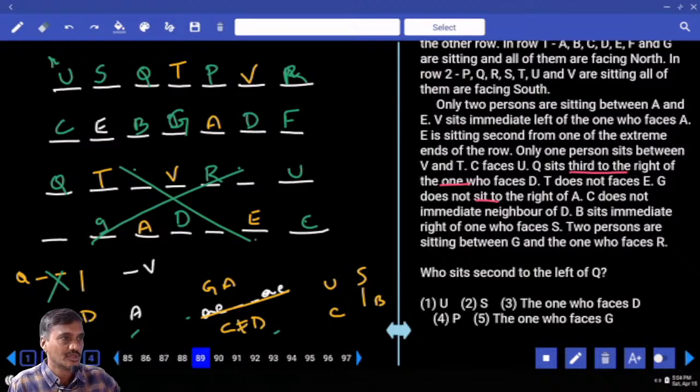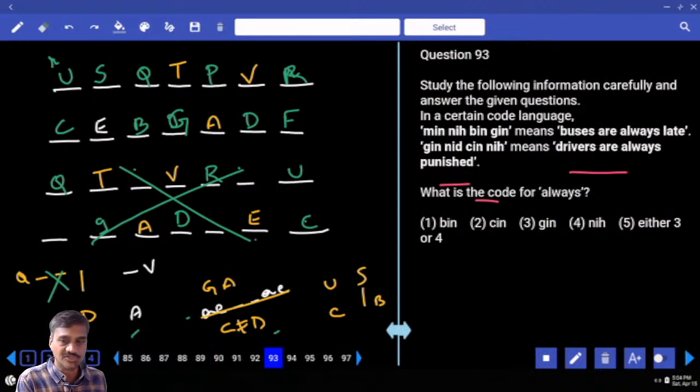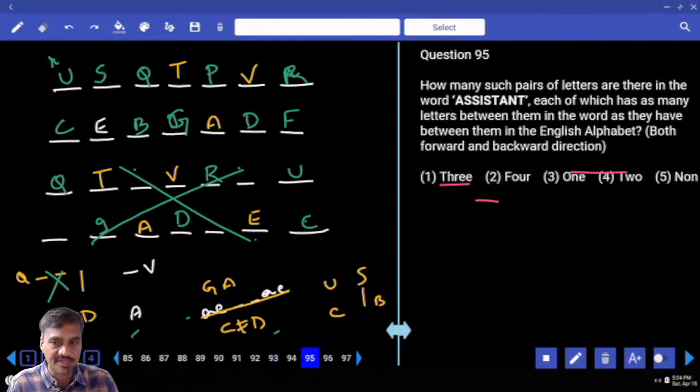Mas saripenda? 89 to 93, 92. Then 93 onwards. 93 to 96 chesara leda? 93 and 94 it is based on coding and decoding. Next one, 95. How many such pairs of letters? How many we have? Only two. Then coming to this one, 96 chesara?